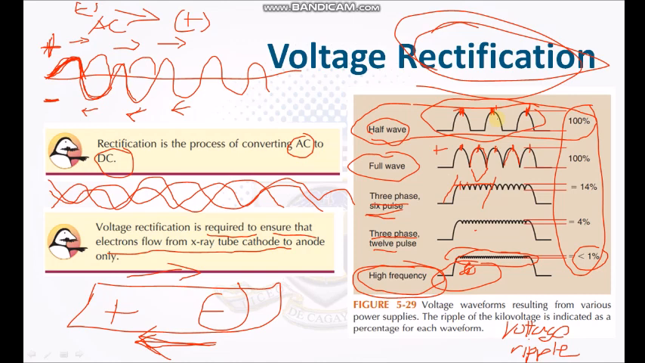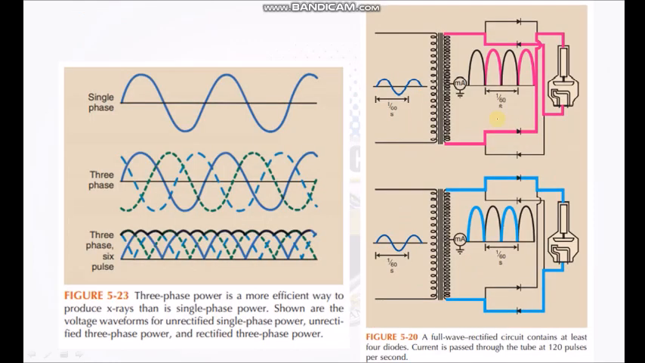So for high frequency, less time is needed in order to produce a certain amount of radiation, a certain amount of X-rays, and less time, of course, would also result in lesser patient dose. Okay, so that is the importance of voltage rectification.